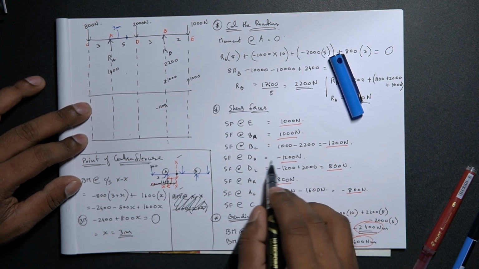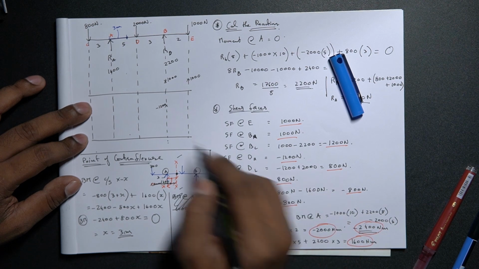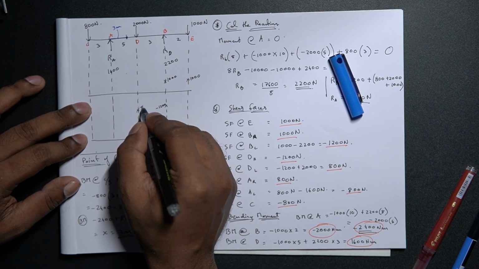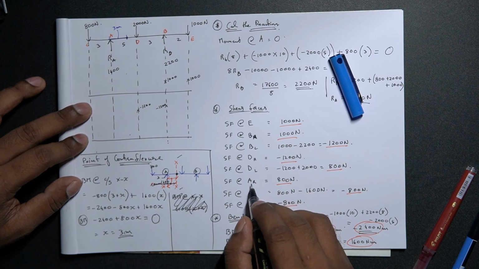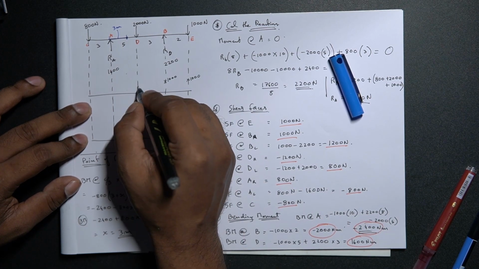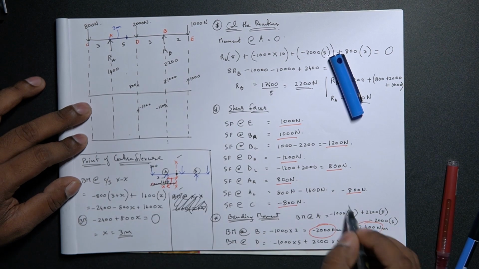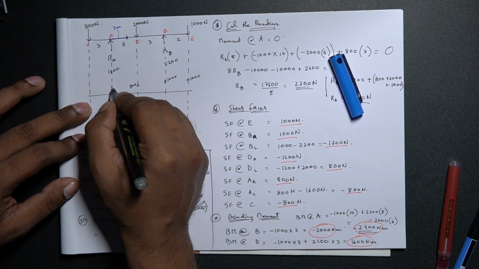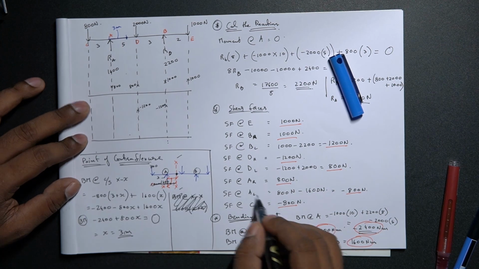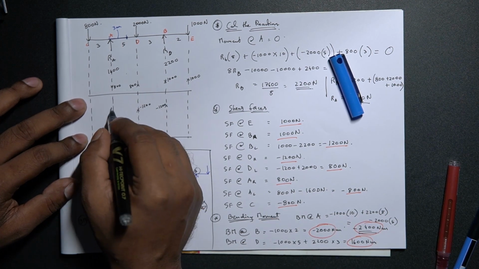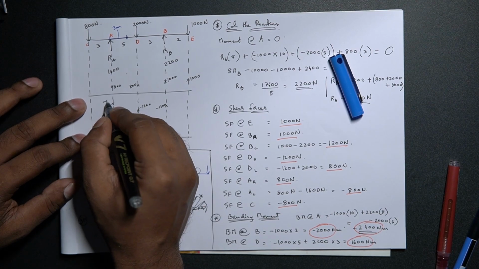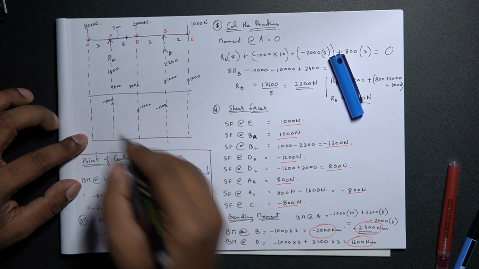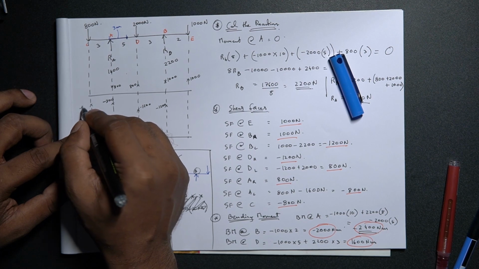Then we have another minus 1200 at D right, so minus 1200. Then we have D left 800, so it's going back to positive again, somewhere below 1000, 800. Again we have A right 800. Again we have A left minus 800, again going to negative. And lastly we have 800 on this.